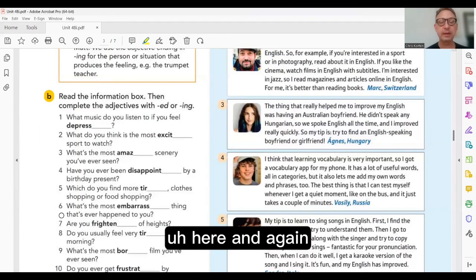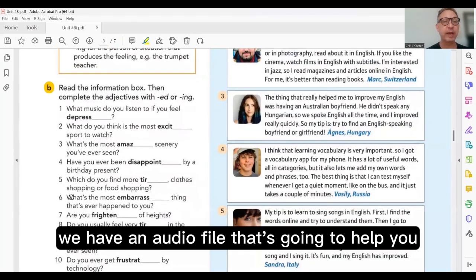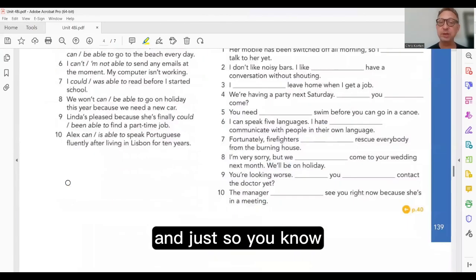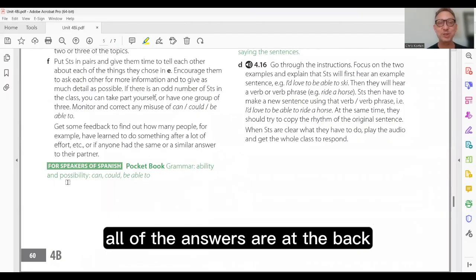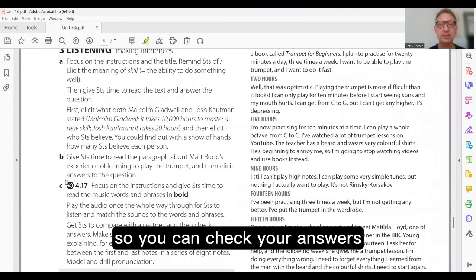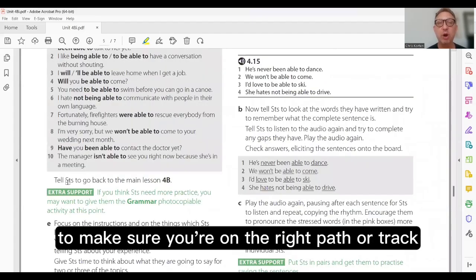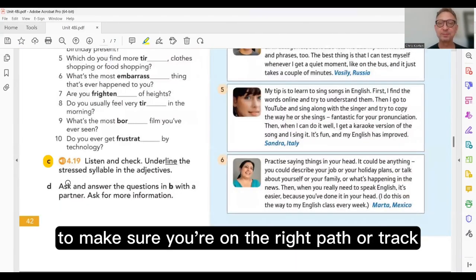here. And again, we have an audio file that's going to help you. And just as a reminder, all of the answers are at the back. So you can check your answers to make sure you're on the right path or track.